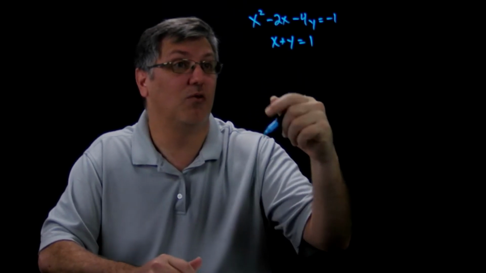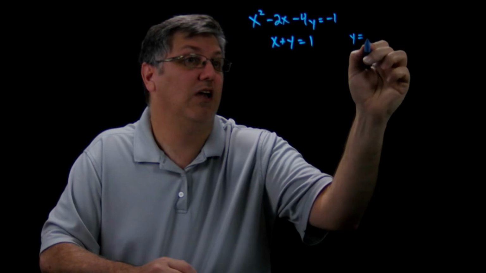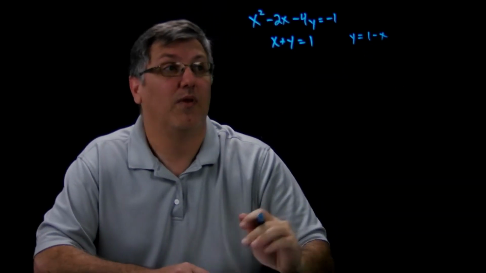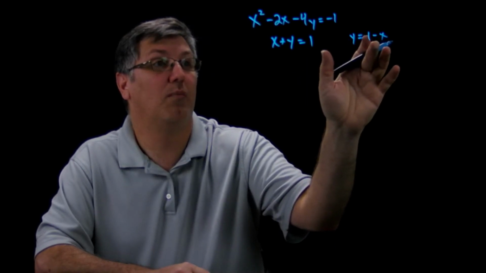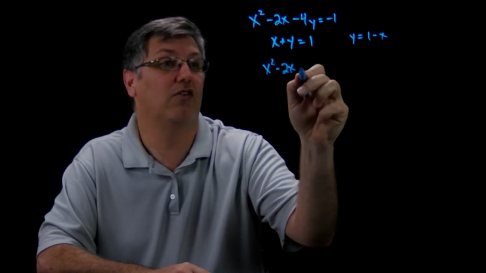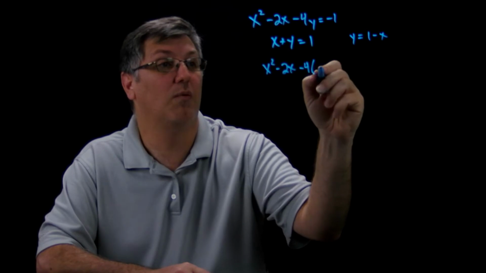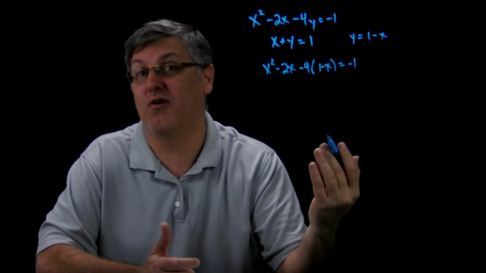So I'm going to solve this equation for y, and I'm going to get y equals 1 minus x. Easy enough. Now, all I'm going to do is substitute this 1 minus x in for this y, and I'm going to get x squared minus 2x minus 4 times my y. But instead of writing y, I write the 1 minus x, equals -1. And now I just simply solve for x.